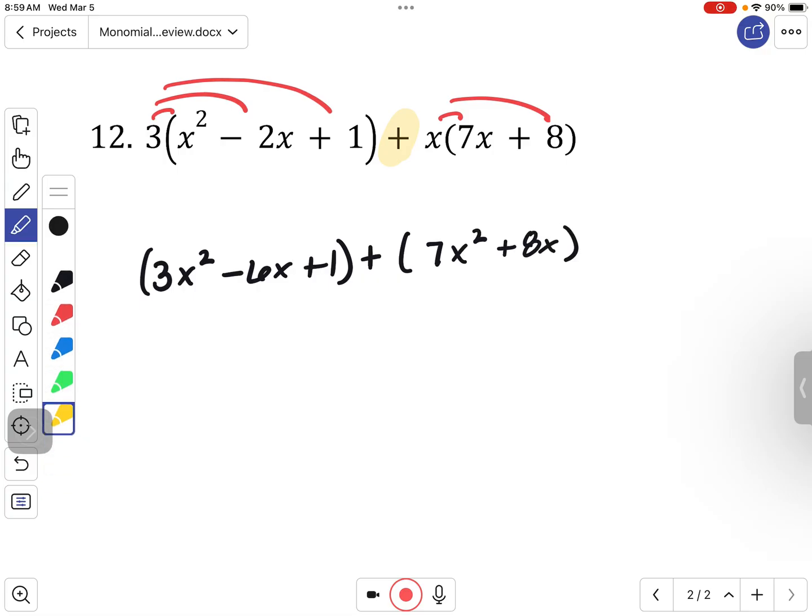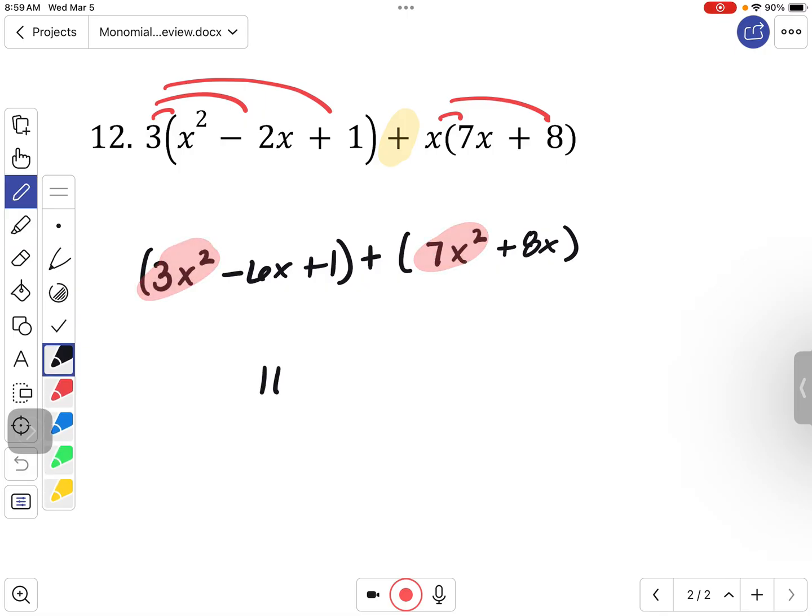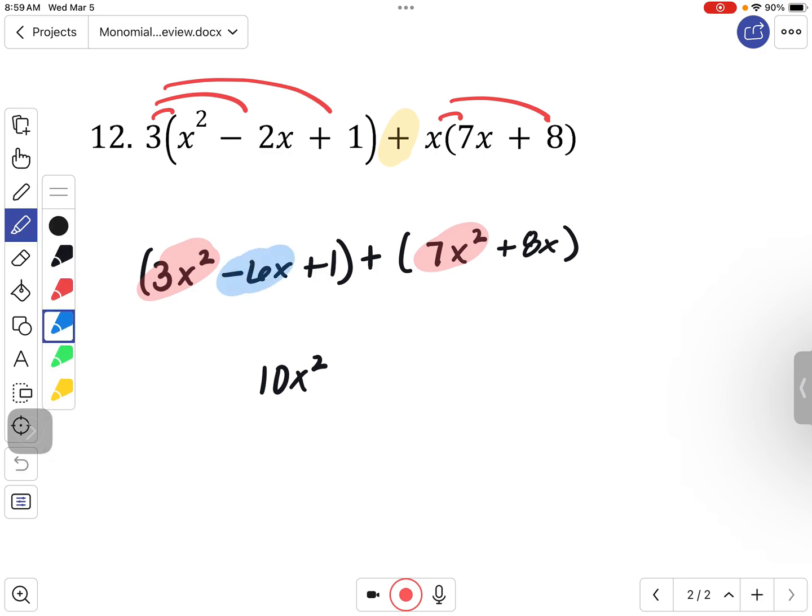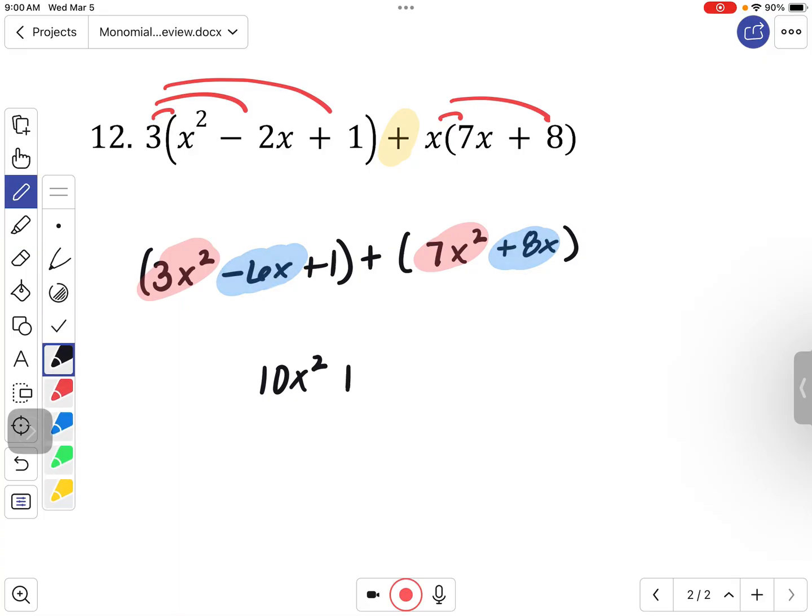Okay, and now, just like we were doing before, we're going to add our like terms. So I have 3x squared plus 7x squared, that's going to give me 10x squared. I have negative 6x plus 8x. That's going to give me a positive 2x. And then I just have this lonely 1 that doesn't have anything I can attach it with, but it's just going to plop on the bottom, plus 1.